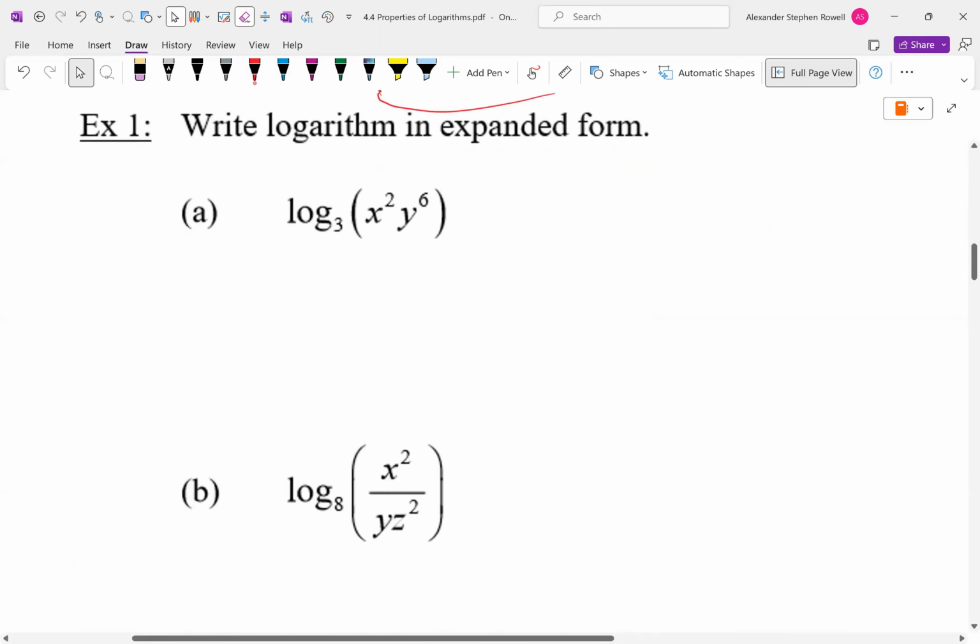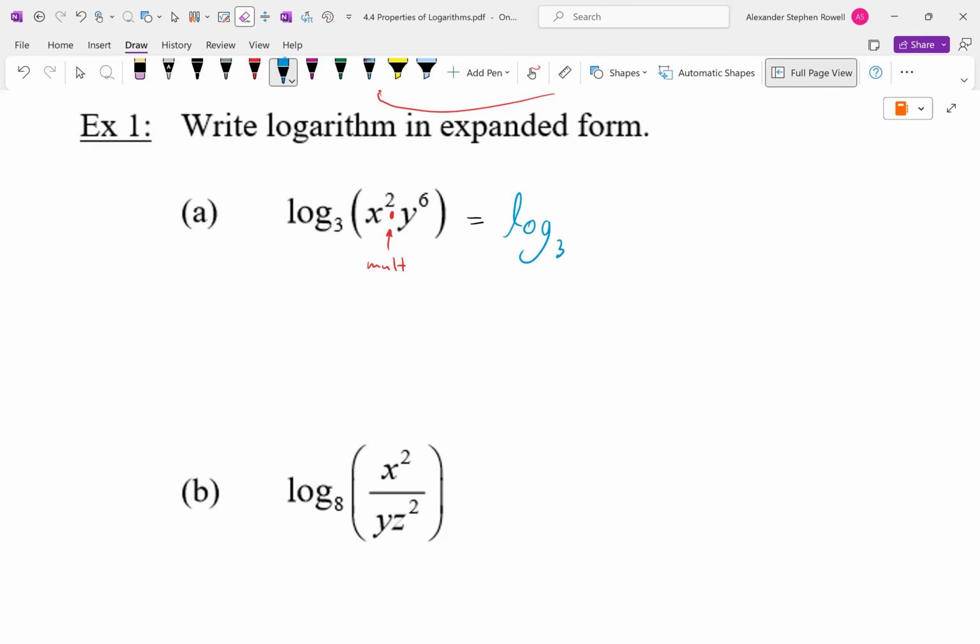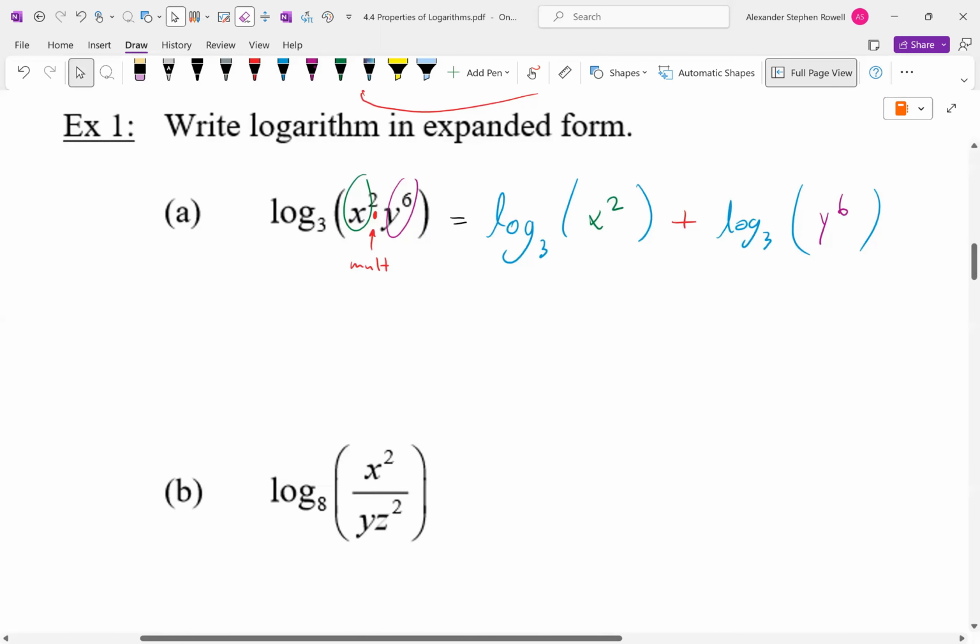Let's practice these rules. Example 1, we want to expand this as much as possible. So do I want to deal with the exponents first or this multiplication first? Yes, deal with the multiplication first. And what's our rule here? I can split up into log base 3 of the first term. The multiplication becomes addition of log of the same base of the second term. Any questions about this? And then I do what next?